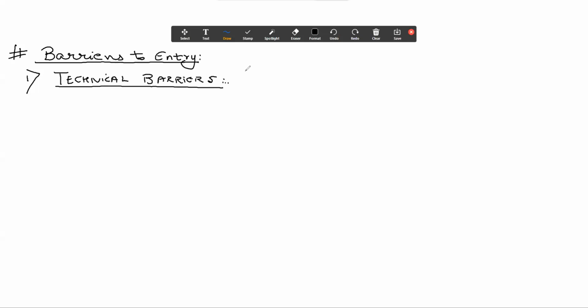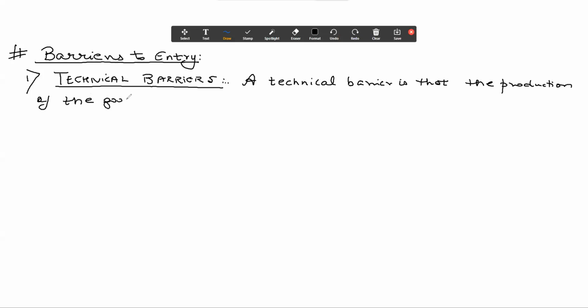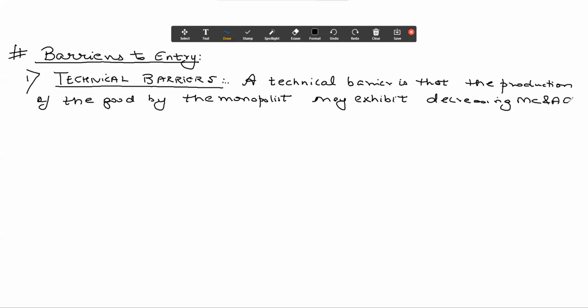A technical barrier is that the production of the good by the monopolist may exhibit decreasing marginal cost and average cost over a wide range of output levels.